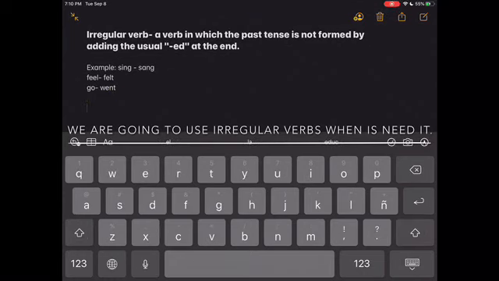So now we are going to have a sentence as a sample. I wrote there, I feel sad. And in the past tense, I felt sad. So basically that's how it works with the irregular verb, okay?